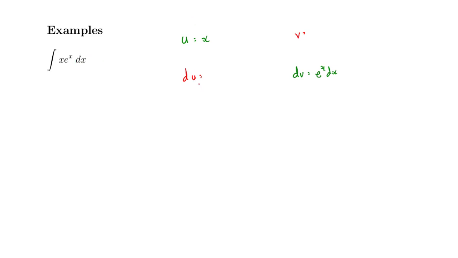Now we can find du. That's not hard. That's just dx. And v is going to be the antiderivative of e to the x, or one of them at least, and I'll pick e to the x.